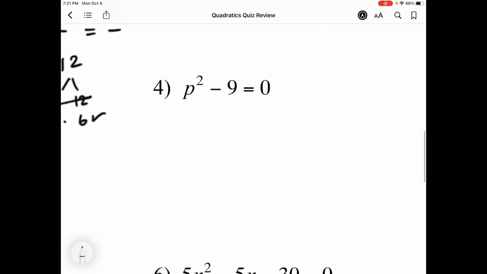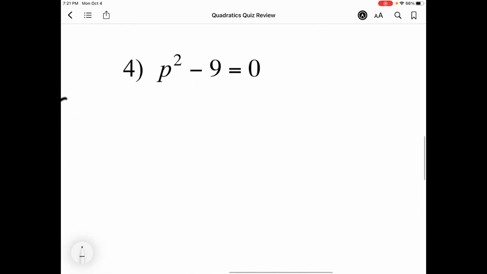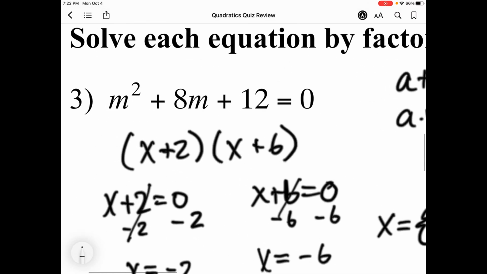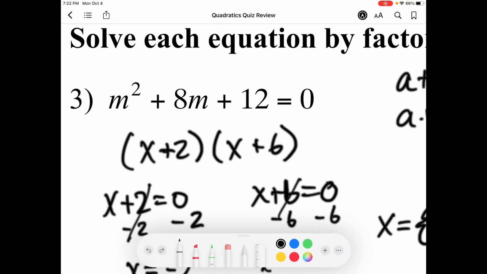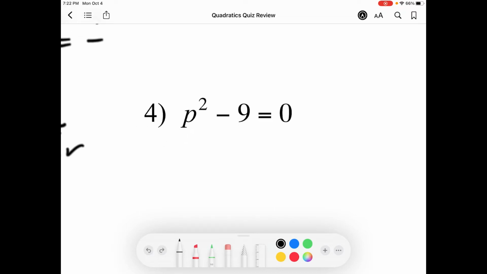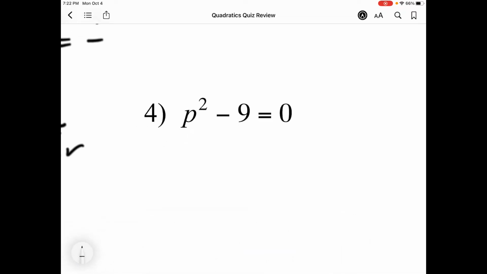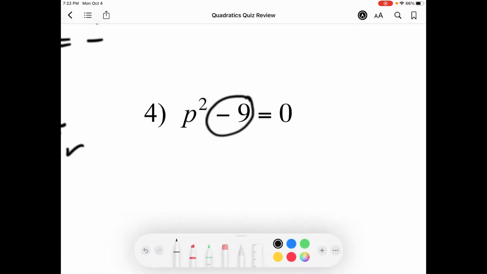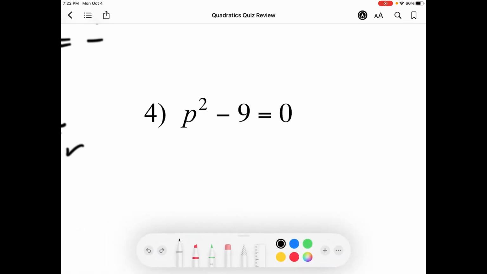All right, I'm going to go over number 4 real quick. For number 4, you'll notice that it's different from number 3 because it doesn't have that middle term that has the singular variable, right? So we just have p squared minus 9. This one's actually going to be really simple because since you only have one variable, you can go ahead and solve for that immediately. What I mean by that is I'm going to get rid of this 9, and then I've got to get rid of this squared right here, right?